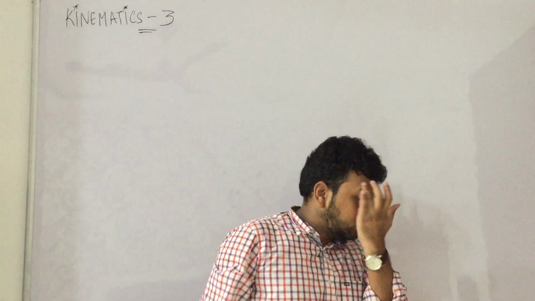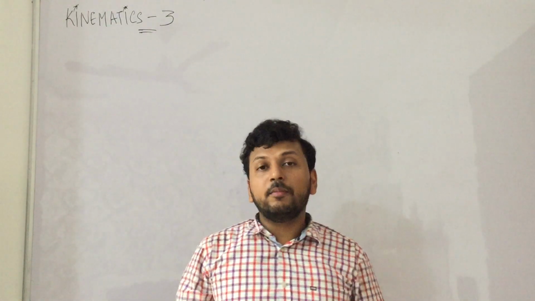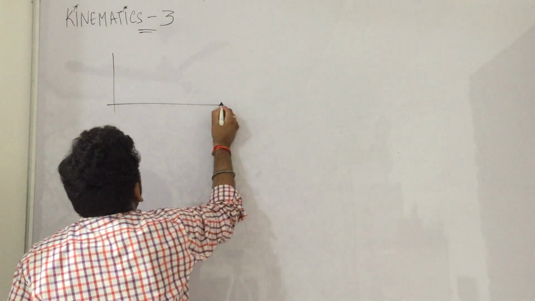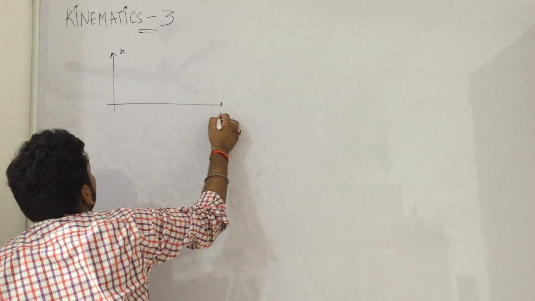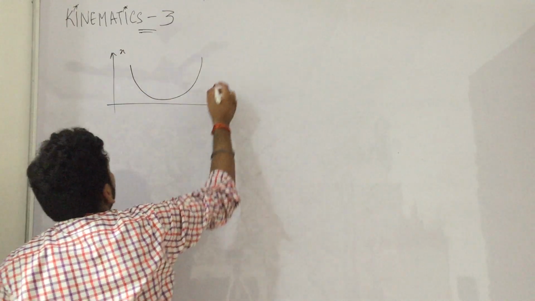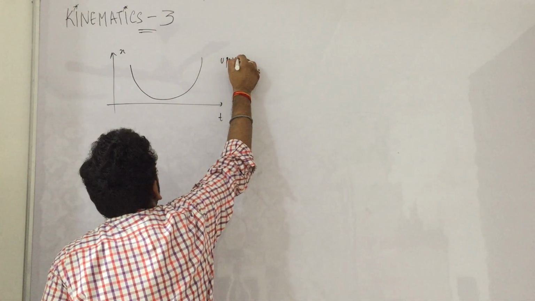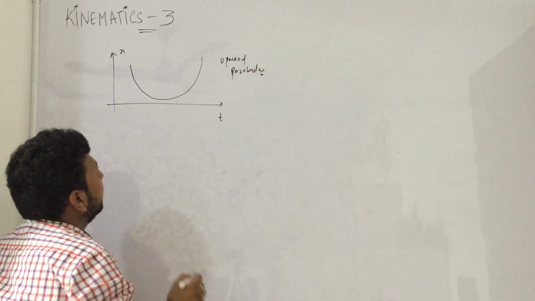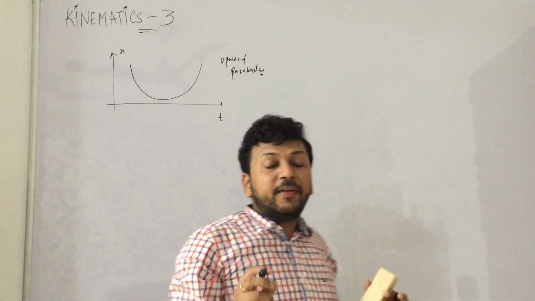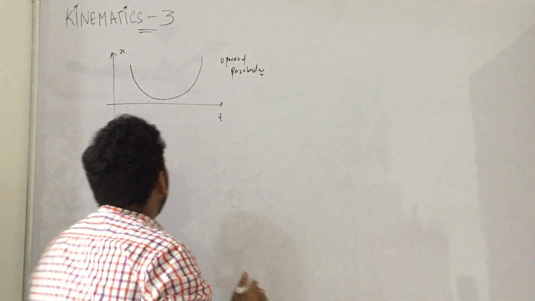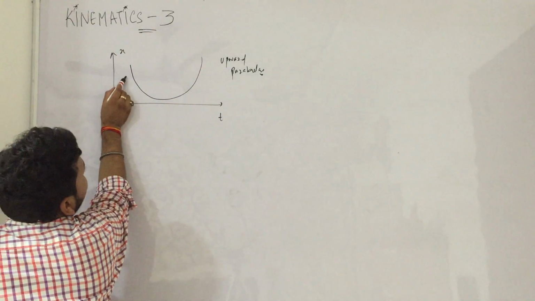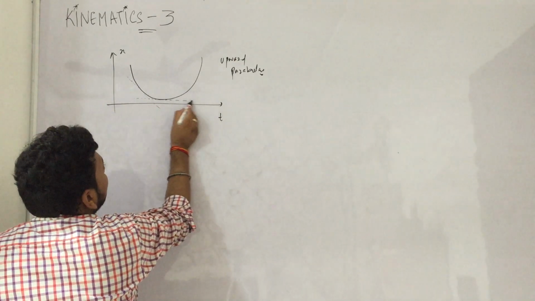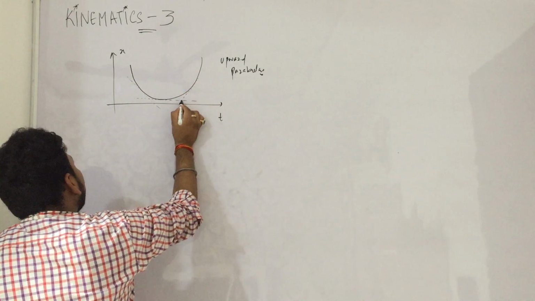Let me also take two more things and then we'll move on to questions. Suppose an x-t graph is an upward parabola. Now, what is the derivative of the x-t graph? It is velocity, right? And if you see the slope here, the slope here, the slope here, and the slope here.